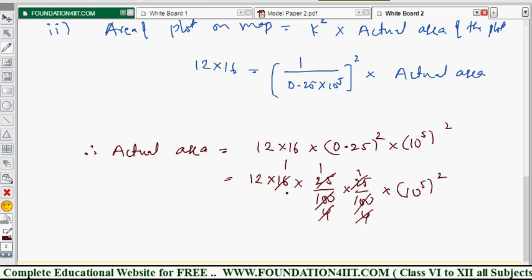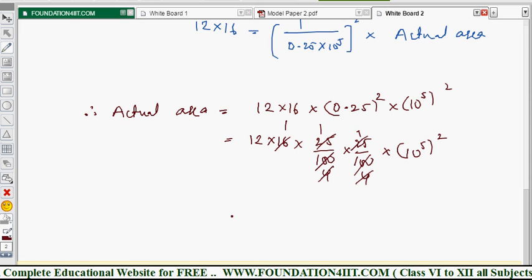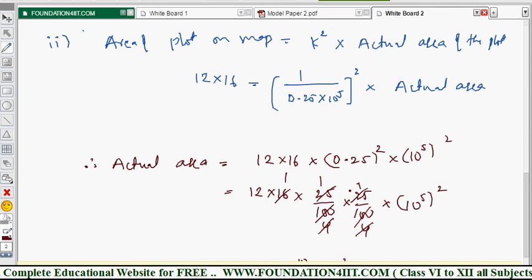Then 12 into 10 to the power 5 whole square. So that is 10 power 2 is 10. This is actually centimeter squares. Now 10 power 10 centimeter square is equal to 1 square kilometer. That is 12 square kilometers, you can write. This is the problem. Easily you can solve.